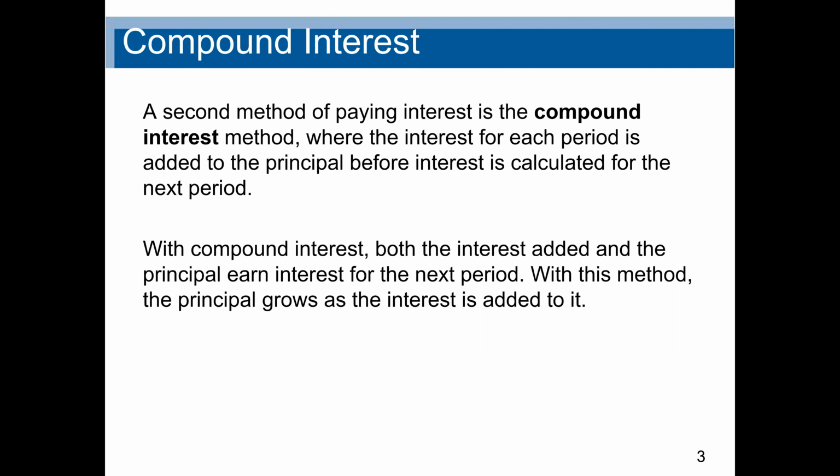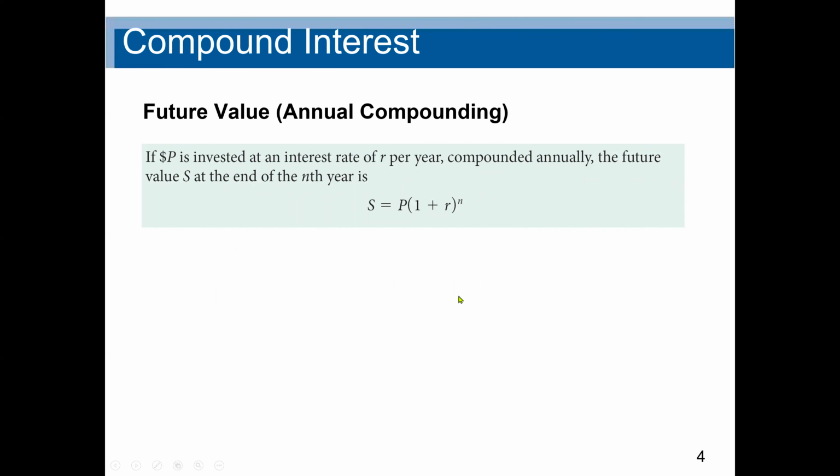So each interest is added to the principal. Here we say with compound interest, both the interest added and the principal earn interest for the next period. So with this method, the principal grows as the interest is added to it, which is the opposite of simple interest. With simple interest, we withdraw the interest. We don't add the interest to the principal, so the principal amount remains constant throughout the period of the investment. Again, with compound interest, the principal amount increases as we add the previous interest to the principal amount.